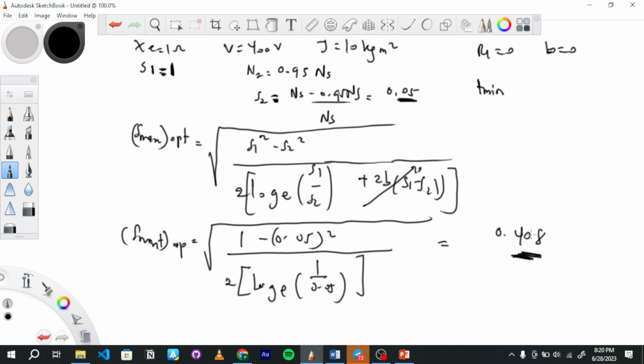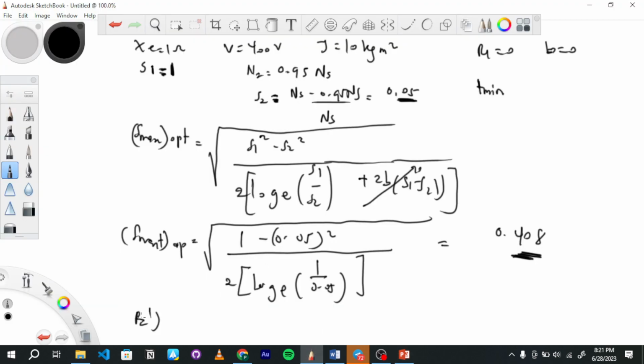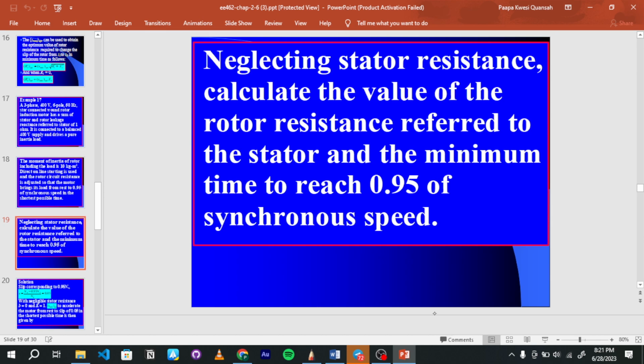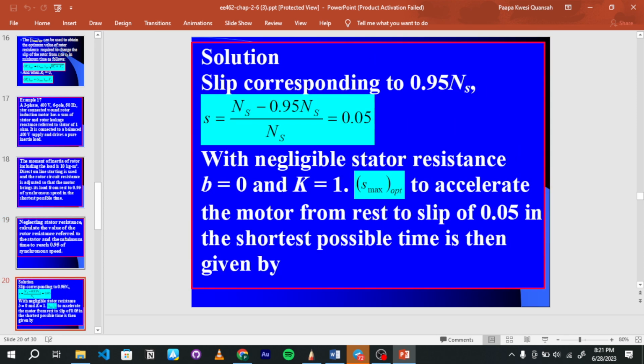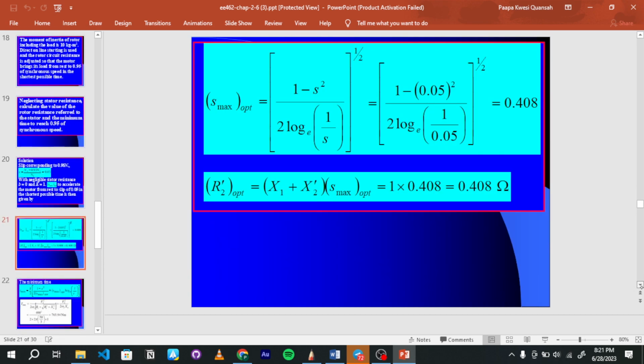Now that we have our S max optimum, we are supposed to use it to find the value of the rotor resistance referred to the stator. So that's R2 prime optimum. R2 prime optimum is equal to S max optimum times the square root of R1 squared plus XE squared. R1 was 0, XE was 1, so this becomes 1. So I just get 0.408 times 1, that's 0.408. So I found my R2 optimum.